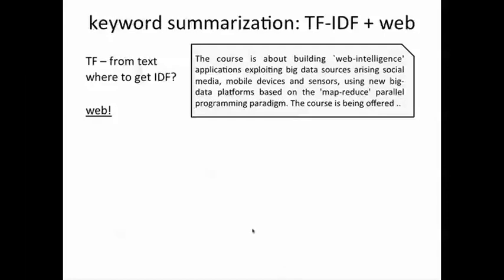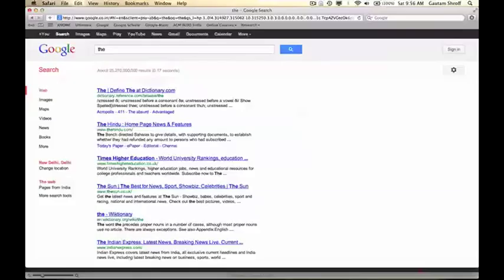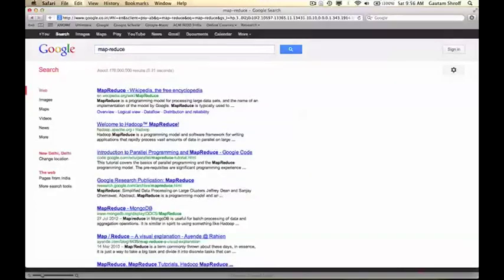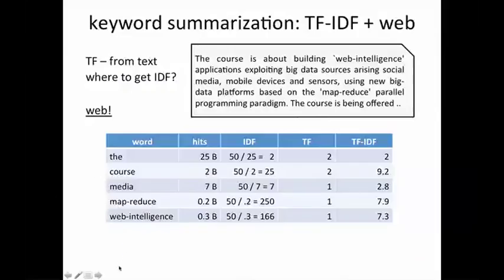So let's see what we get by searching for the different words in this paragraph. Searching for "the", we get around 25 billion results. Searching for "MapReduce", on the other hand, we get close to 200 million results. We can similarly calculate the number of hits we get for the other words in this paragraph. We compute the ratio of the number of hits with 50 billion, which is our estimate for the total number of documents on the web, to get the IDF before taking logs.